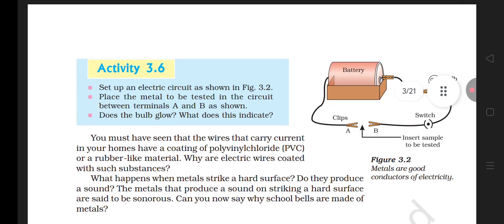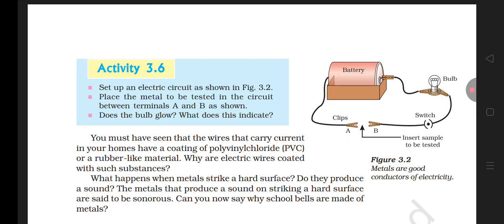Now the next is activity 3.6. Set up the electric circuit as shown in figure 3.2. So here figure 3.2 is shown to you. Okay. Place the metal to be tested in the circuit between terminals A and B. So a battery has two terminals, as you know very well. One is the positive terminal, the other one is the negative terminal. Does the bulb glow? What does it indicate? So does the bulb glow?